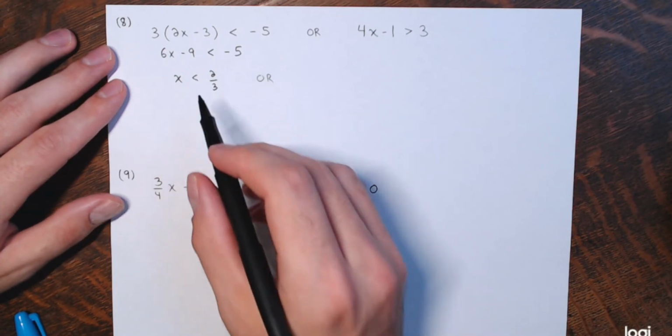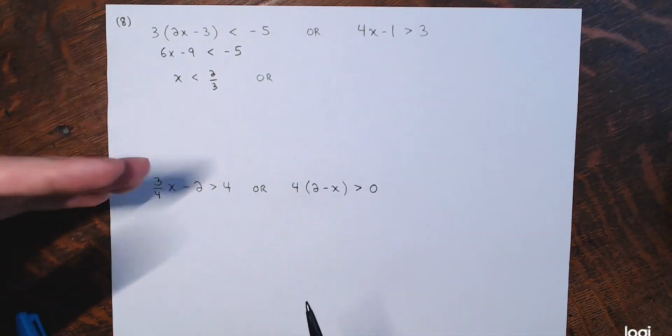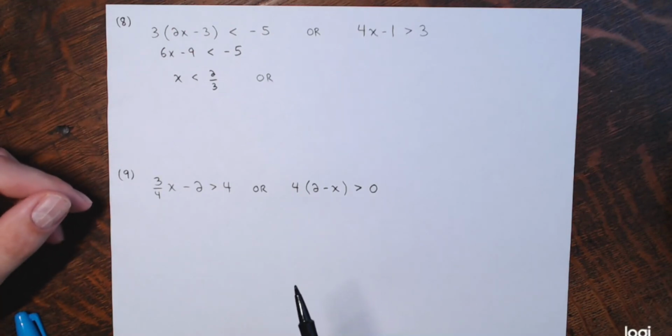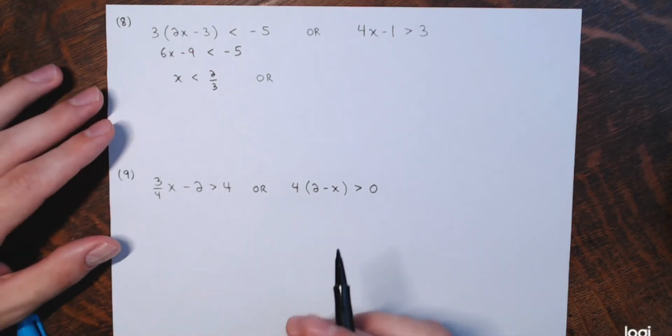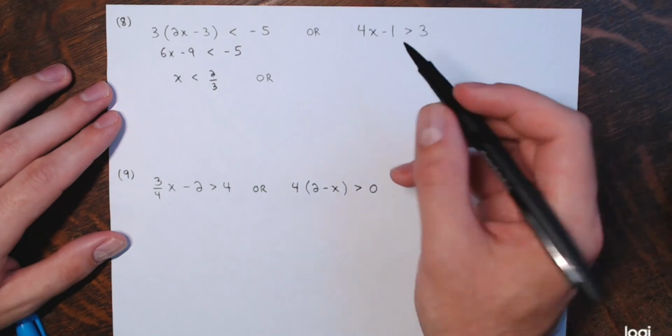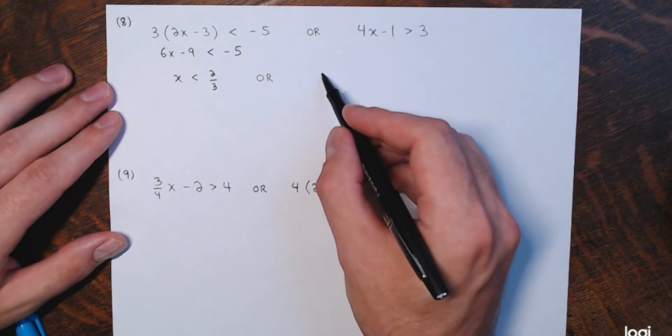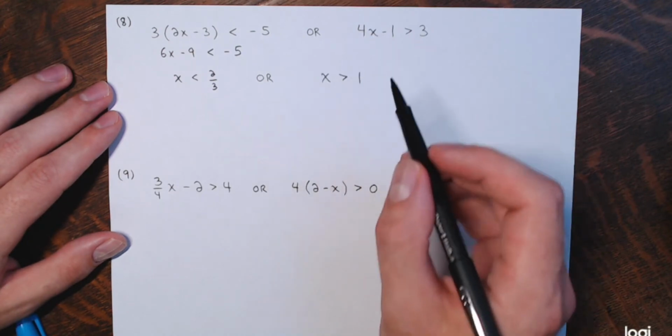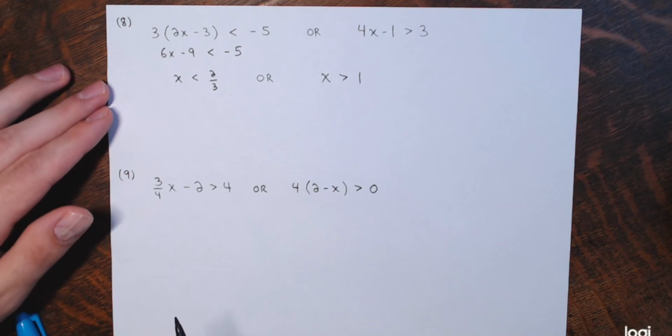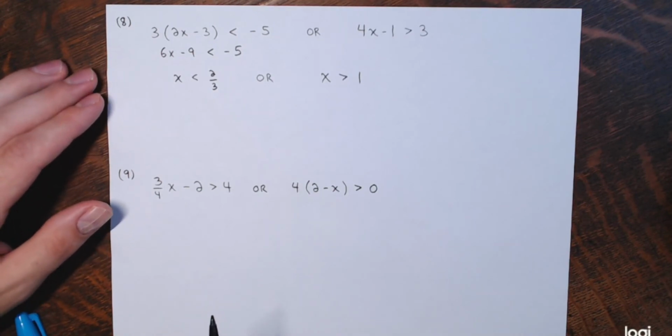And if they satisfy the first inequality, they are solutions of the whole compound statement, right? Because of the word or. This one I'm adding 1, giving me 4 on the right side, then dividing by 4, giving me 1 on the right side. And again, the inequality symbol wouldn't change since I never multiply or divide by a negative number.